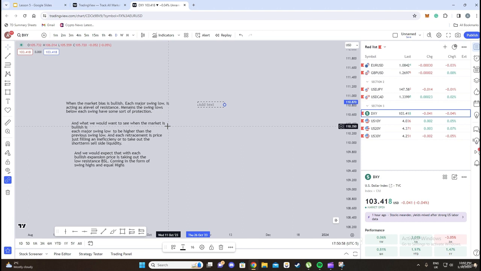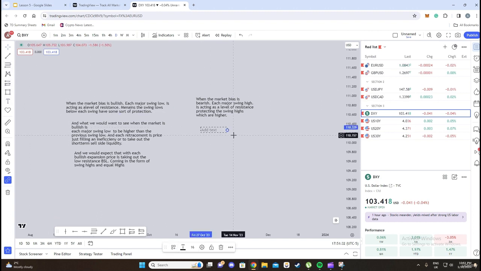So the next thing is when the market bias is bearish, each major swing high is acting as a level of resistance, protecting the swing highs which are higher. Alright.